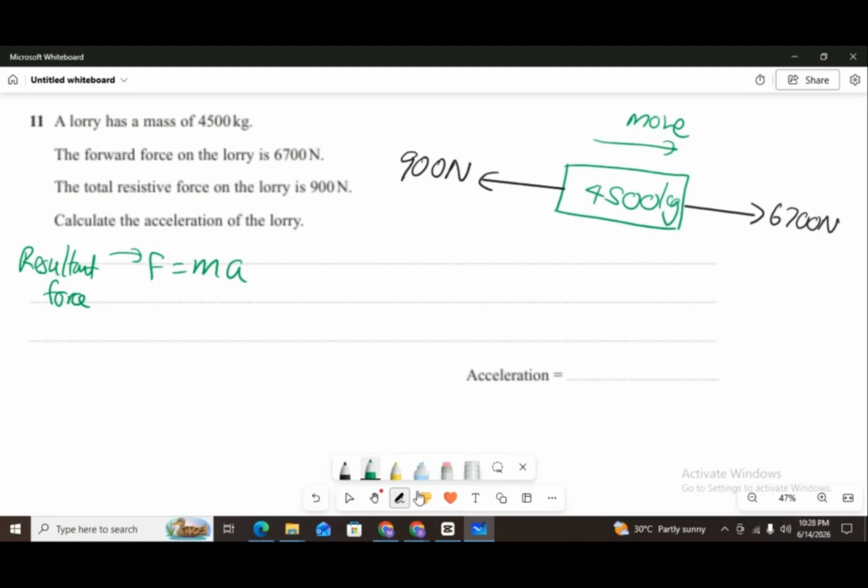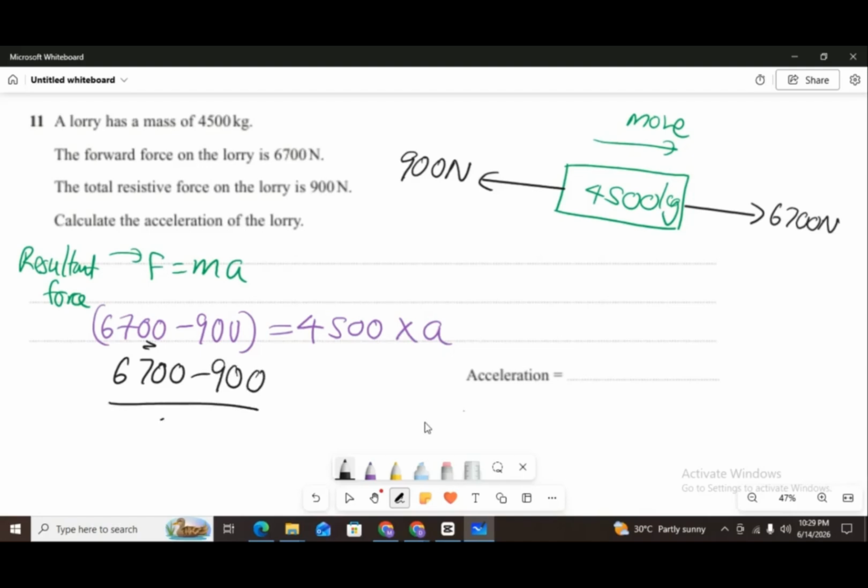So the resultant force here is 6,700 minus 900, which is equal to mass, 4,500 kilogram, times acceleration. So we shall solve this one. 6,700 minus 900 over 4,500 is the acceleration. So the acceleration is 1.29 meter per second squared.